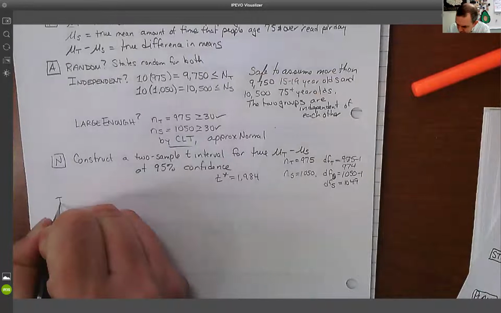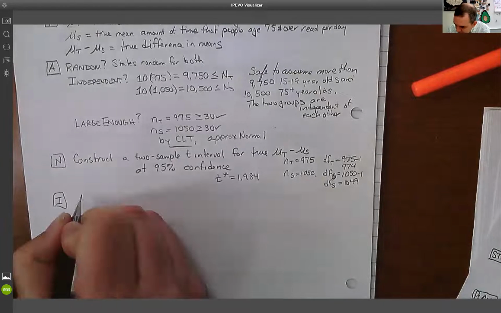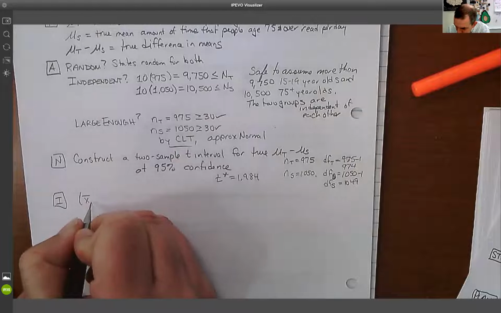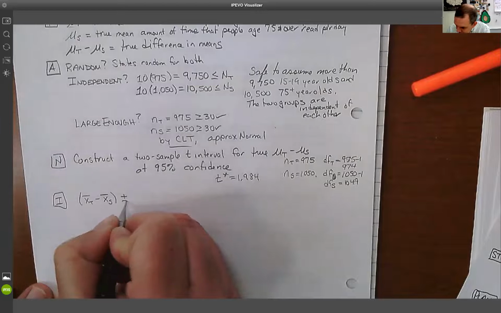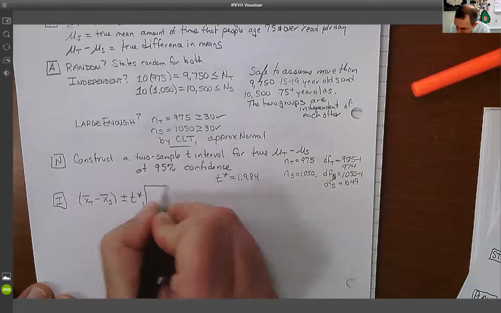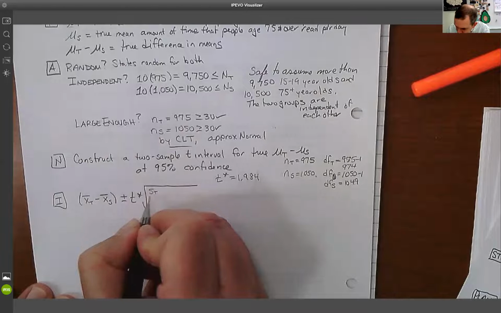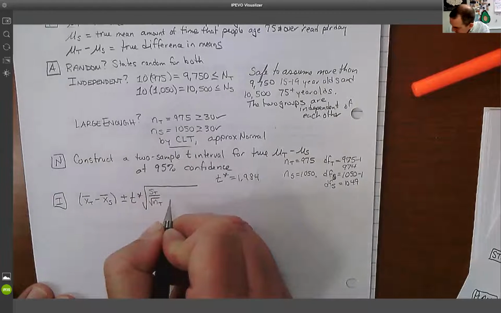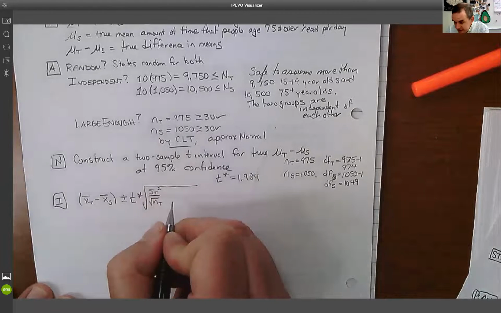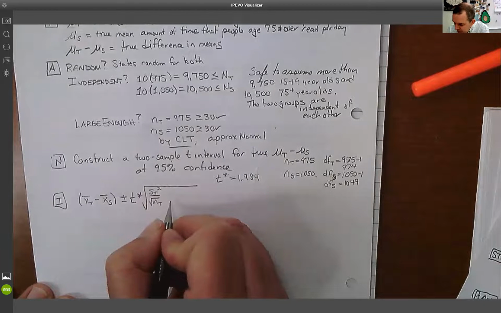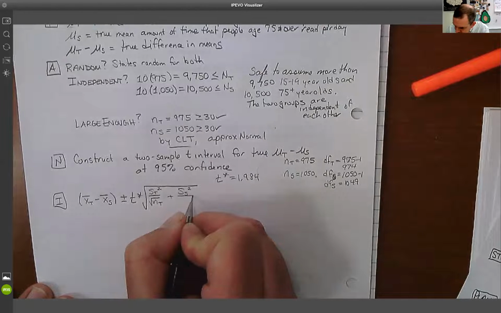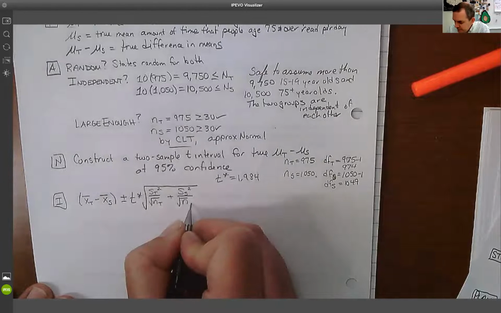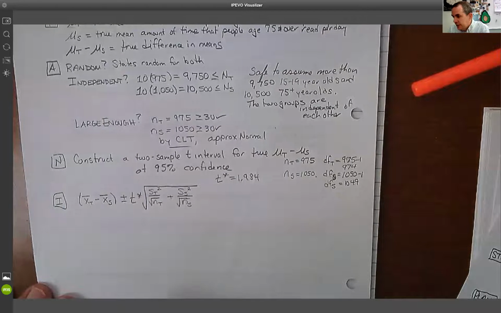So now here is my interval. My interval is going to be the following formula: x bar teens minus x bar 75 plus, plus or minus T star times the square root of the standard deviation squared of teens over the sample size of teens, plus the standard deviation squared of our older folks over their sample size. So again, this is on your formula sheet.